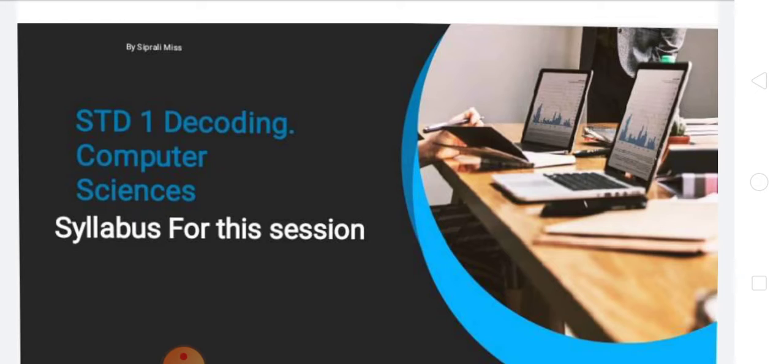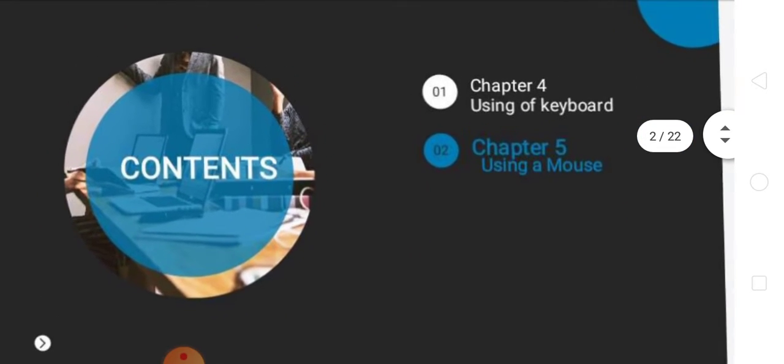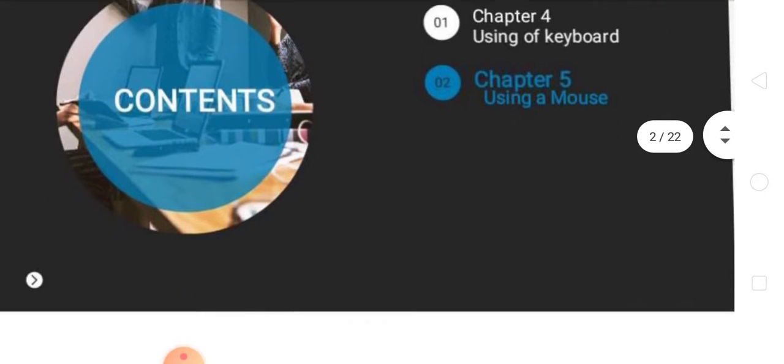Students, today we're going to see the syllabus for the session. Okay, so this is standard 1 decoding computer science classes. So here you see for this term exam or for this unit test, chapter 4 and chapter 5 of the standard 1 decoding computer science book, that is using of keyboard and using of a mouse, are the important topics.